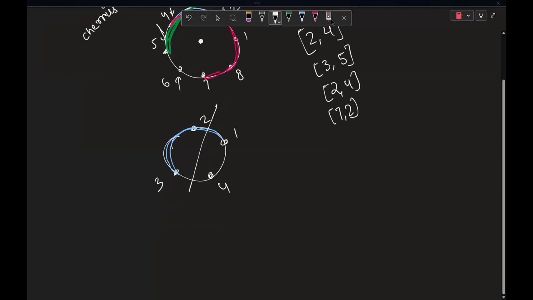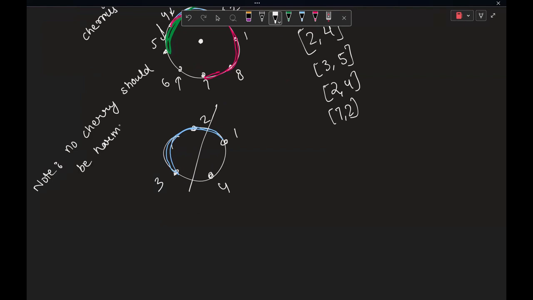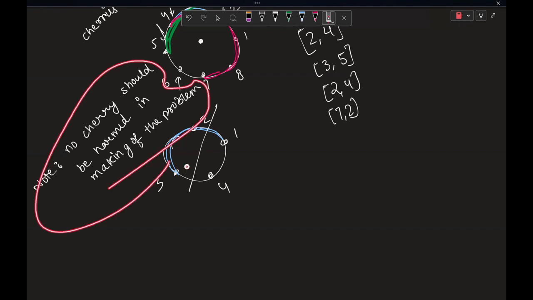And yeah, there is one more condition, that we cannot make a cut through a cherry. A cherry should not be harmed. Let me just write a note. No cherry should be harmed in the making of the problem or solution or anything. Like the disclaimers we see that no animal was harmed, similar to that.